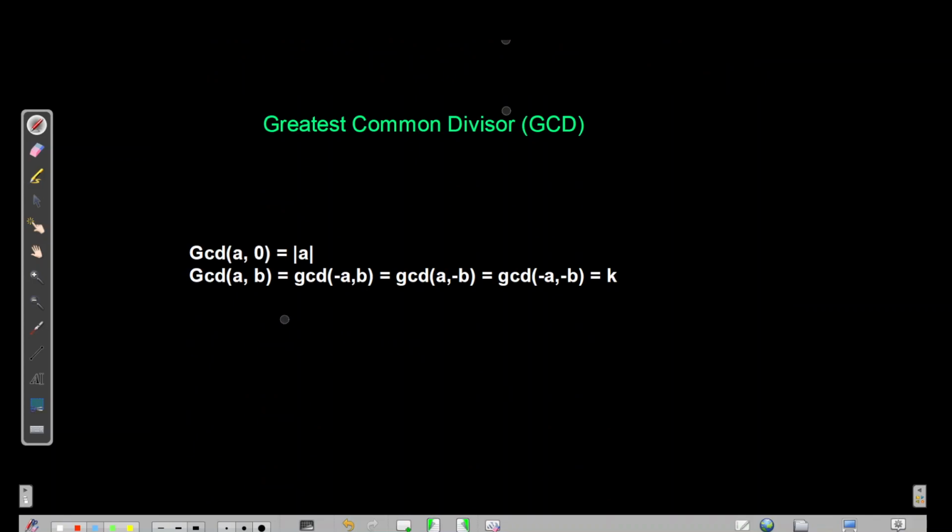Also, you know that GCD of A comma 0 is the number A itself. If I'm asking GCD of minus 3 comma 0, it will be only 3, so the negative sign should be ignored here. And GCD of A comma B is equal to GCD of minus A comma B, GCD of A comma minus B, which is equal to GCD of minus A comma minus B, is equal to K. The result should be a positive integer.